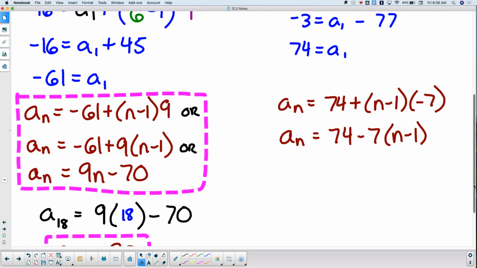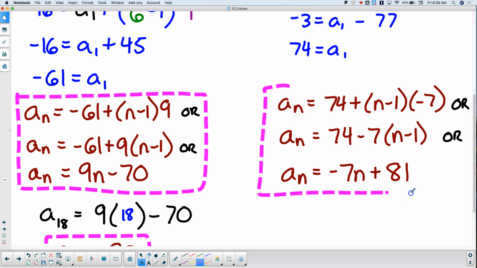Or we could write a sub n is equal to 74 minus 7 times the quantity n minus 1, or we could write a sub n is -7n plus 81. Again, basic to advanced. You will find on Monday when we get into summation notation that advanced is good, okay? And not very hard to get to either.